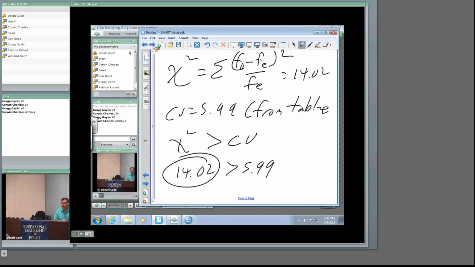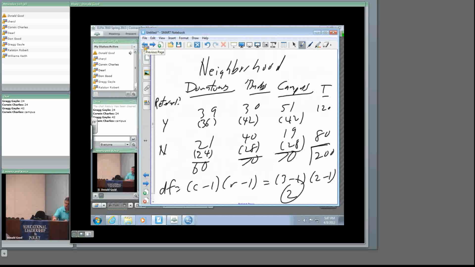Keep in mind especially the 14.02. 14.02 came from all 6 pairs. I can be really mean and make you watch me crunch that out. I'll start it. The chi-square value, not the degrees of freedom. It's just like your t-value and degrees of freedom are 2 different numbers. Your chi-square number and degrees of freedom are 2 different numbers. The chi-square number comes from 39 minus 36, whatever that squared is, divided by 36, plus 30 minus 42.